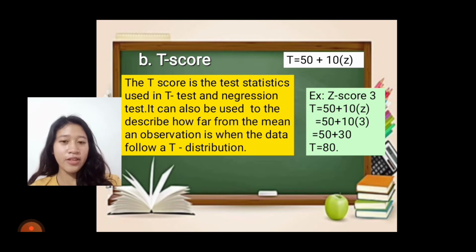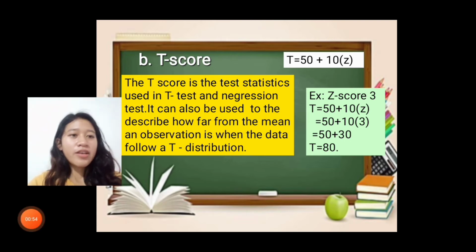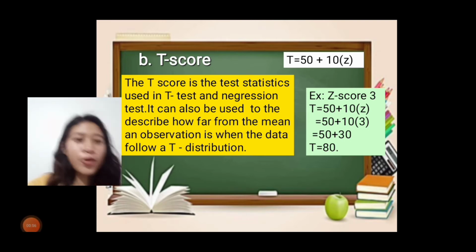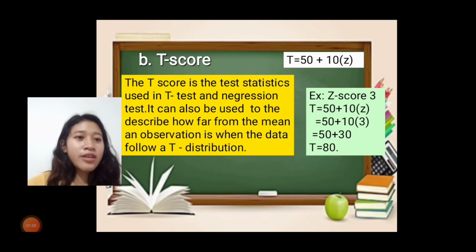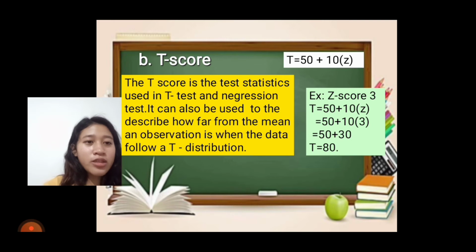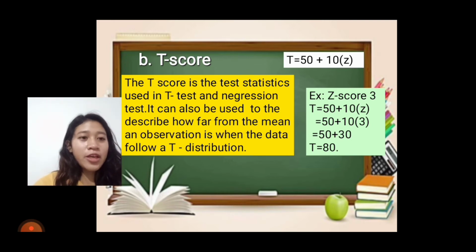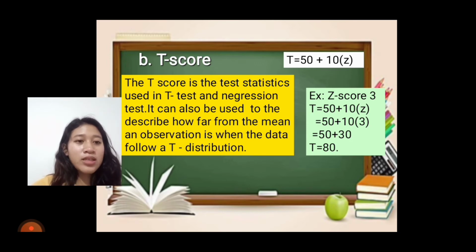In converting a z-score into a t-score, the formula that we will use is t equals 50 plus 10 times z. Example, 3 is our z-score. T equals 50 plus 10 times z. Substitute 3: 50 plus 10 times 3 equals 30. So 50 plus 30 equals 80. So the t-score is 80.